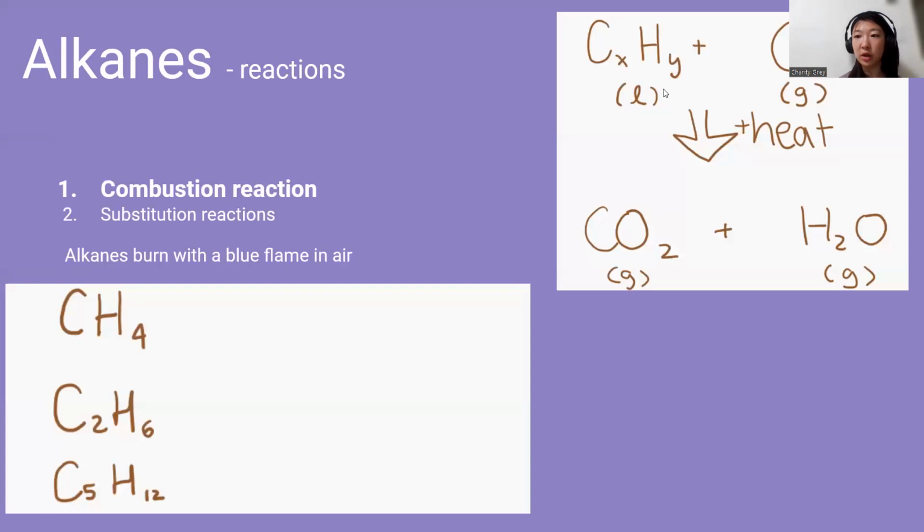So, combustion reaction. We can see here that this is your formula, right? You have an alkane with X amount of carbons and Y amount of hydrogen, and then you add that to some gas. This usually will be a liquid, unless it's like methane, which is a gas. So depending on the size of your carbon chain and its boiling point, this will be a gas or a liquid. But either way, it is an alkane and an oxygen. And then you add heat.